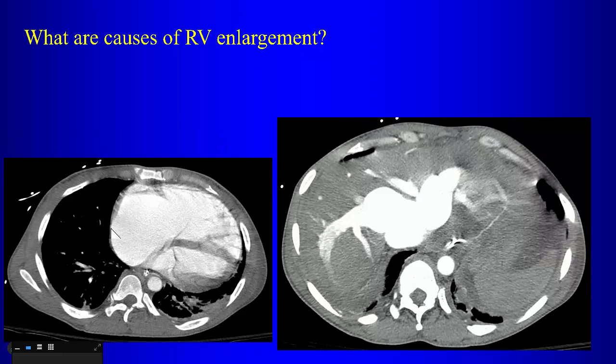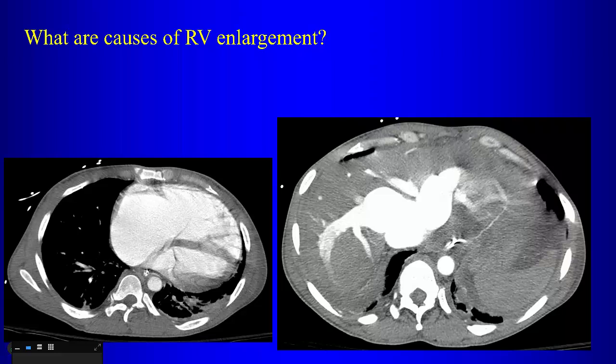What kind of left to right shunt would give you dilatation of right-sided chambers? Which left to right shunt gives you dilatation of the right atrium and the right ventricle? ASD. That would be an atrial septal defect, right? Is there a cardiomyopathy that can give you right heart enlargement? Well, we did cover it. ARVD, right? Arrhythmogenic right ventricular dysplasia, right?